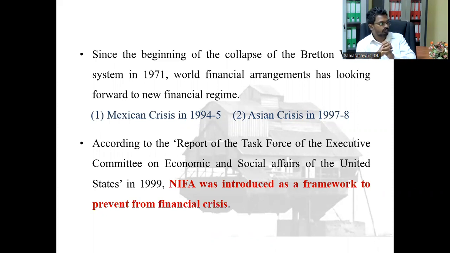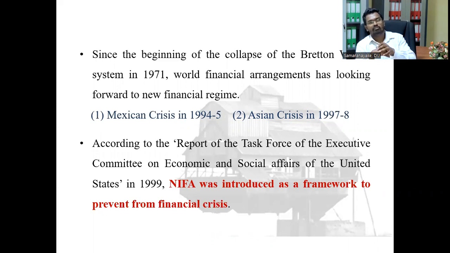Even during this time there were some crisis situations as well. For example, you could see the Mexican crisis and the Asian crisis. So these crises were also used as another factor by the global community to say we need a new system, right?